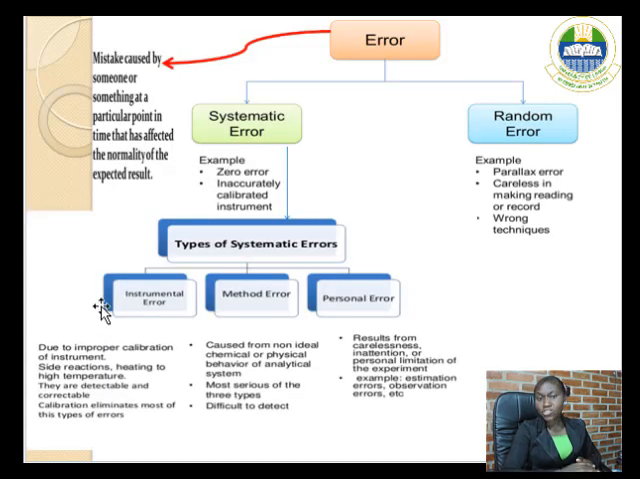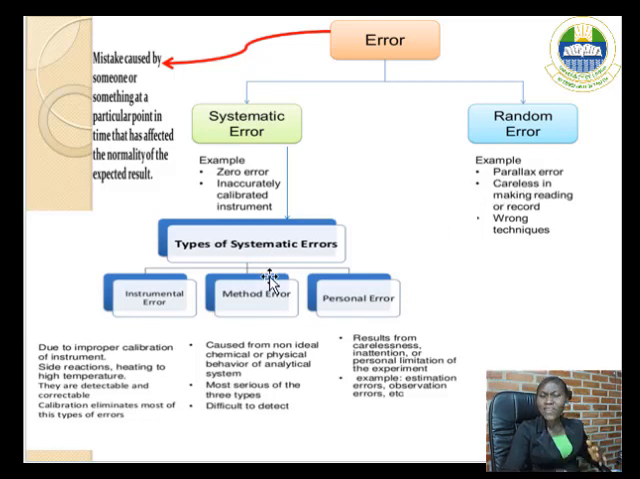Let's take a look at this chart talking about errors. Errors are mistakes caused by someone or something at a particular point in time that has affected the normality of the expected result. Now, we have two basic types, like I said the other time, the systematic error and the random error. We can see some of the examples here for both the systematic errors and the random errors.